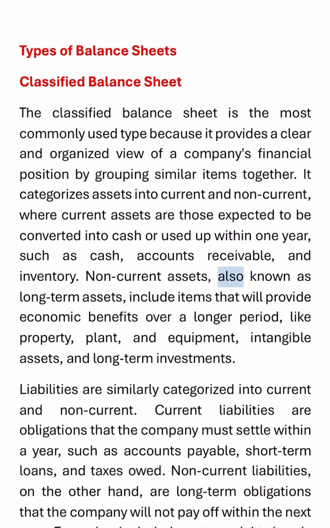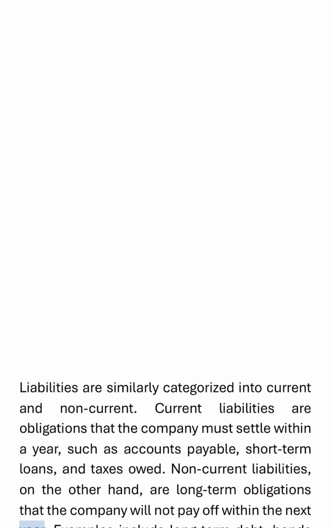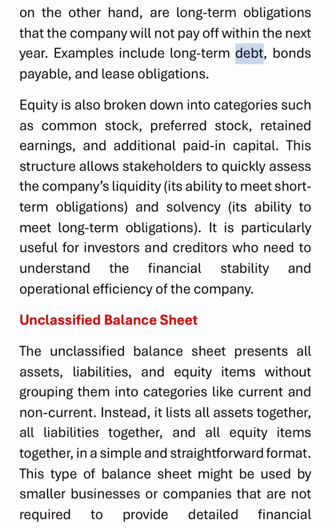Non-current assets, also known as long-term assets, include items that will provide economic benefits over a longer period, like property, plant and equipment, intangible assets, and long-term investments. Liabilities are similarly categorized into current and non-current. Current liabilities are obligations that the company must settle within a year, such as accounts payable, short-term loans, and taxes owed. Non-current liabilities, on the other hand, are long-term obligations that the company will not pay off within the next year. Examples include long-term debt, bonds payable, and lease obligations.